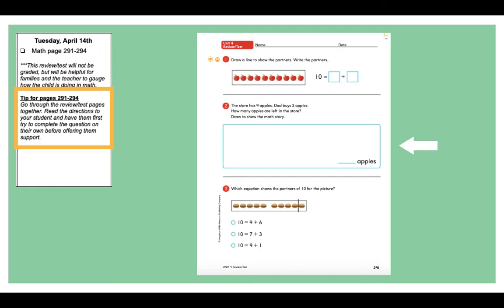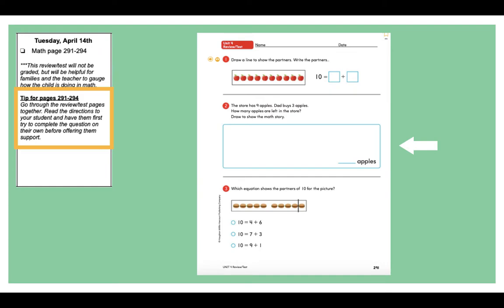Number 2 says, the store has 9 apples. Dad buys 3 apples. How many apples are left in the store? Draw to show the math story. So you're going to draw 9 apples, and then Dad is taking away 3 apples. So is that adding or subtracting? It's subtracting. You're right. We're going to take away 3 apples.